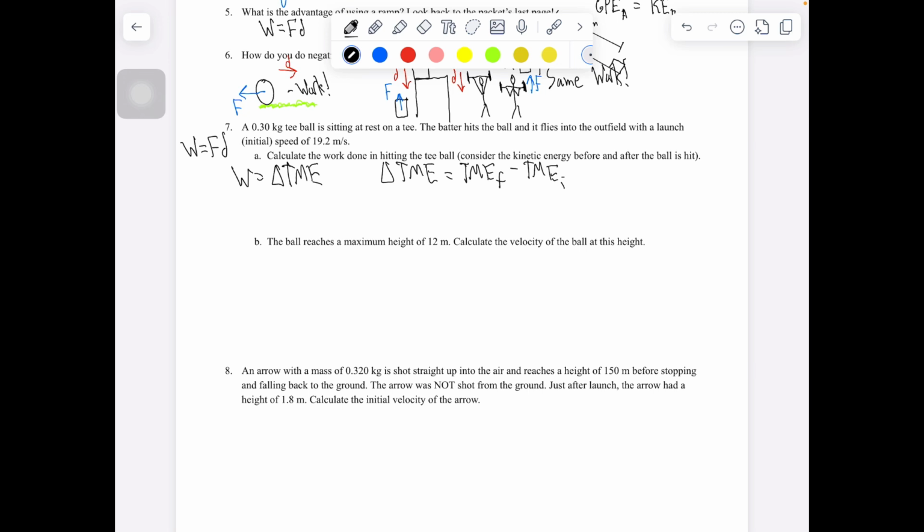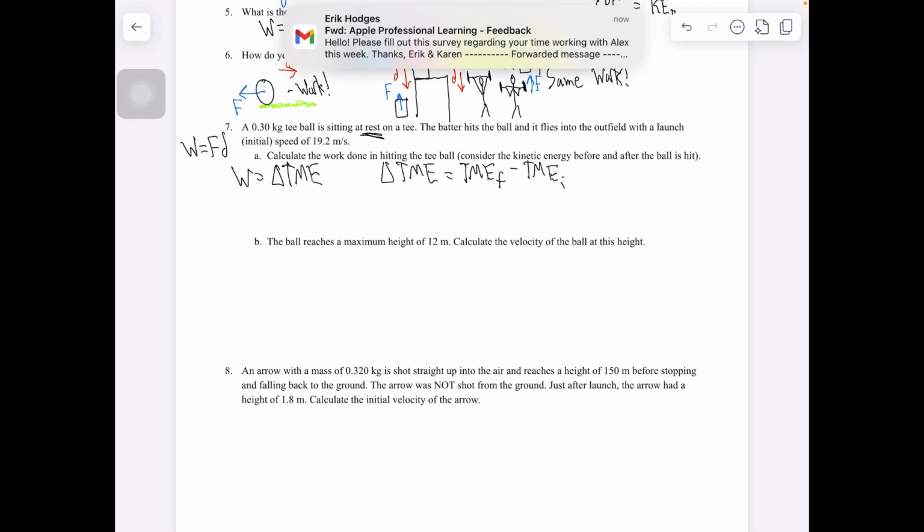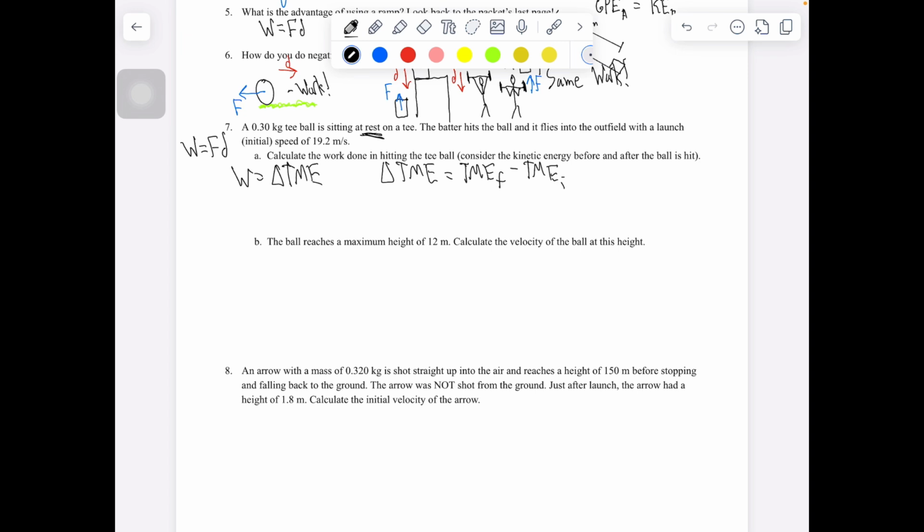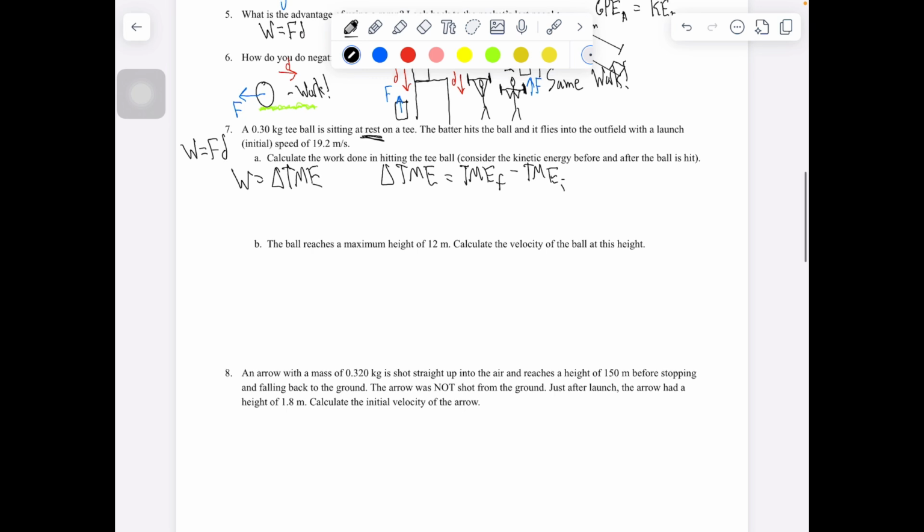Here, let's identify the types of energy. We are saying the batter hits the ball, it is sitting at rest. So initially, sitting at rest on a tee, it has no energy. Or rather, let's draw this out. Let's say we have the ball on a tee right here. Maybe this is the ball, sitting on a tee. It is hit, it flies into the air.